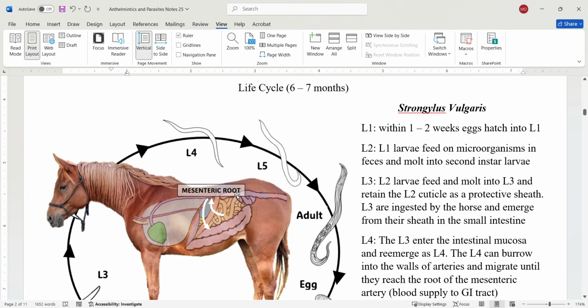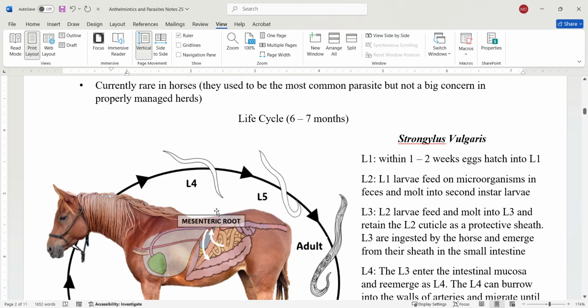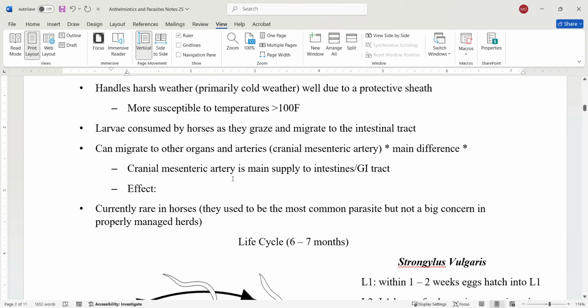It migrates up into the mesenteric root, which is the part of the blood supply that supplies the GI tract. That's what I mean by it can be pretty damaging, because by going into that blood supply, into these blood vessels, we can see damage to the blood vessels of the horse. That is where Strongylus vulgaris, our most common species of this parasite, will travel. The other two migrate to the liver and can cause liver damage. Some effects we may see with Strongylus vulgaris are colic, blood vessel rupture, thrombosis, referring to blood clotting, and tissue death.